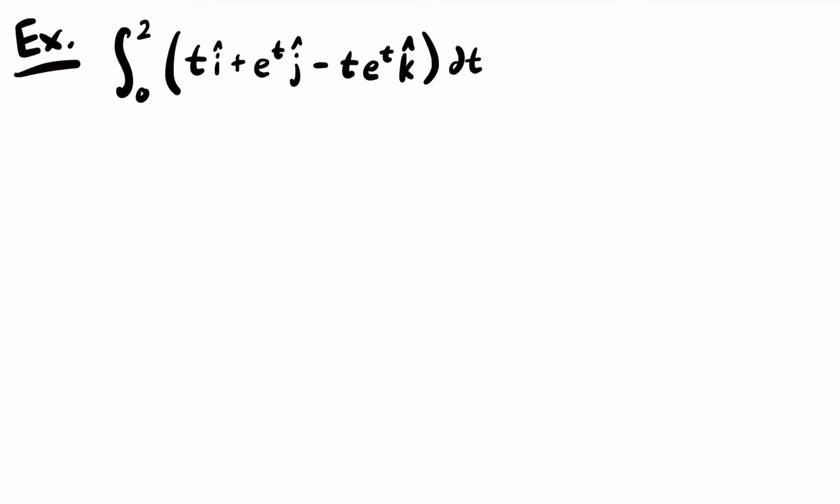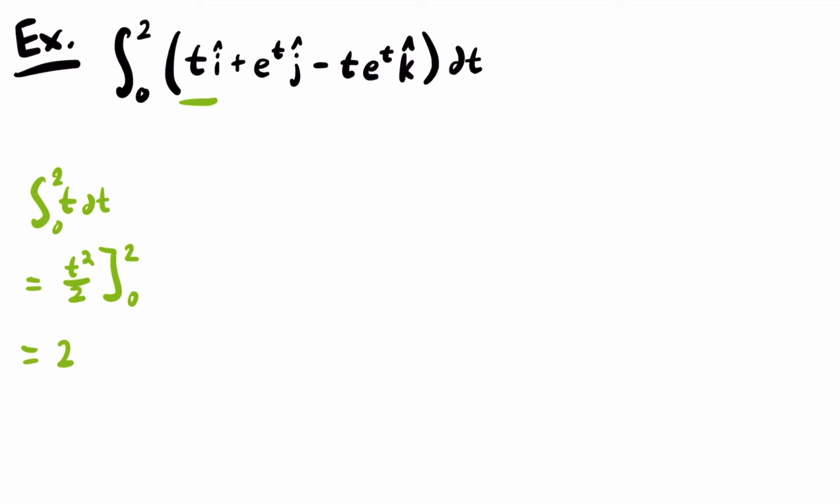So let's start with the x component. This one's pretty simple. We're going to be integrating t from 0 to 2, and so the integral of t is just t squared divided by 2. So this is equal to t squared divided by 2, evaluated from 0 to 2. And then plugging in, 2 squared is 4, divided by 2 is 2. And then you're going to be subtracting, plugging in 0, but 0 squared is 0, divided by 2 is 0. So this is just equal to 2.